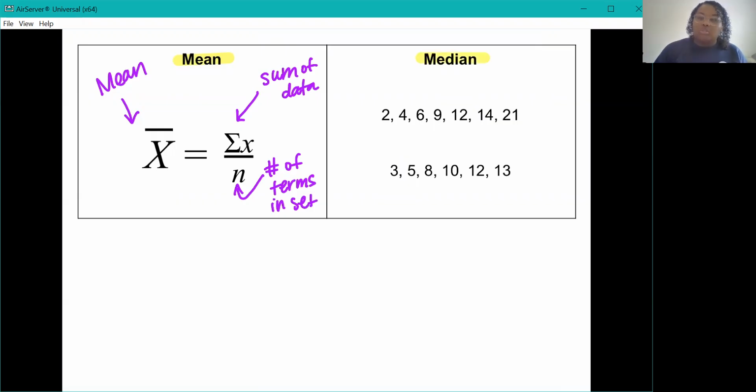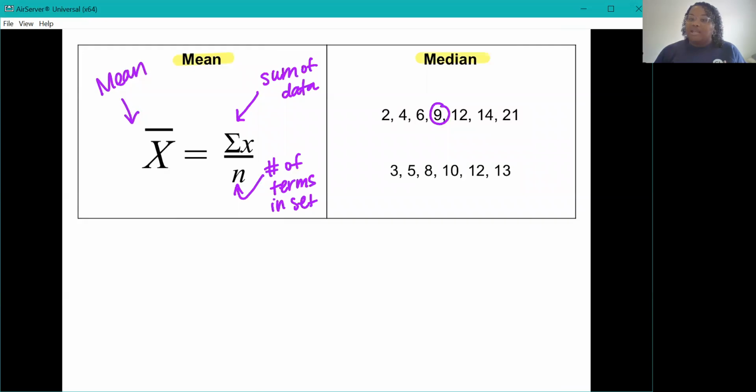The median is where we are finding the number in the middle. So when our data is organized from least to greatest, we're starting on the outside, working our way until we find the number in the middle. For this first set of data, we can see that 9 is our median. That's in the middle of our data. We have 3 numbers on either side.